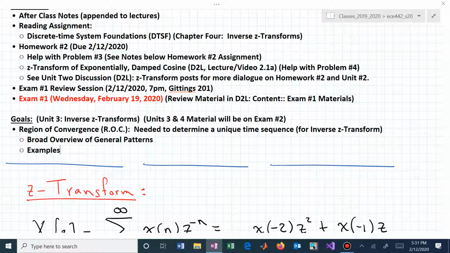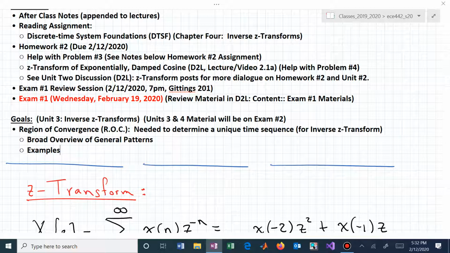There's also an additional lecture video, 2.1a, that wasn't in class, but it's right below lecture video 2.1 that explains or tries to explain the Z transform of an exponentially damped cosine. Hopefully you can see the connection with the exponentially damped sine in problem number 4 of homework number 2.